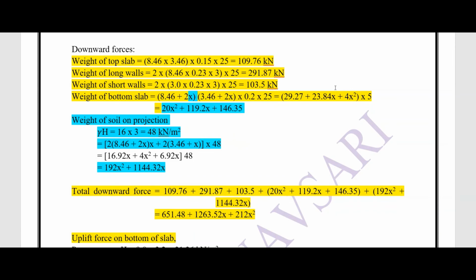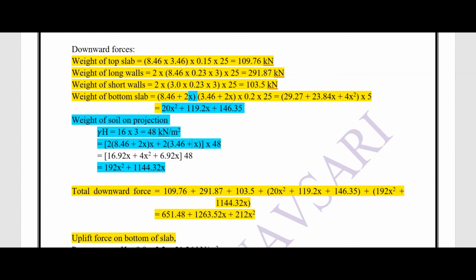Explain what the x projection is. The weight of the top slab is the same, the weight of the long wall is the same, the weight of the short wall is the same, but for the weight of the bottom slab we assume x projection. So when we calculate the bottom slab, the dimensions will change: (8.46 + 2x) into (3.46 + 2x) into 0.2 into 25. So the weight of the bottom slab in the x form is 2x square plus 119.2x plus 146.35.